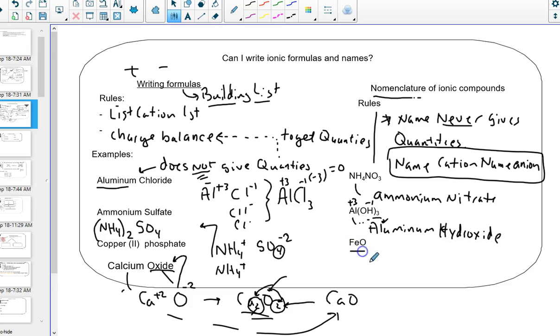This is a little bit of a trick one. This has got more than one version of iron. So if I go iron oxide, there's going to be a little issue here because there's more than one type of iron. There's iron that is +2 and there's iron that is +3. So which one do we use here?